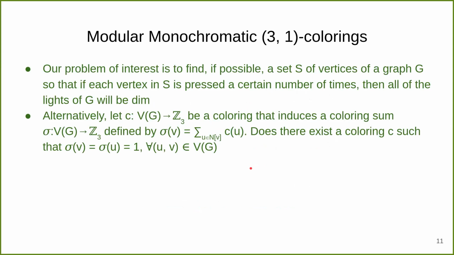So for modular monochromatic 3-1 colorings, our problem of interest is to find, if possible, a set S of vertices of a graph G, so that if each vertex in S is pressed a certain number of times, then all of the lights of G will be dim. Alternatively, we can define a coloring C that maps each vertex to an integer value, modulo 3, and that induces a coloring sum defined by sigma of V, which is equal to taking the coloring of each vertex in the closed neighborhood of V and adding them all together. And we want to know if there exists such a coloring that makes every vertex in G have its coloring sum equal to 1.